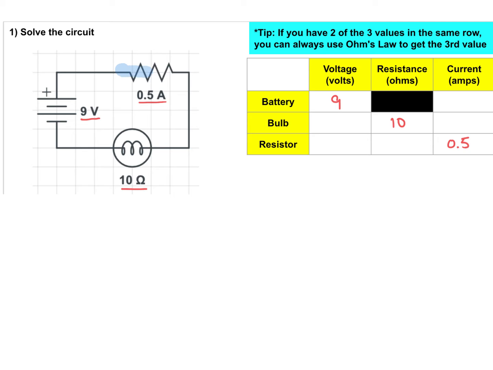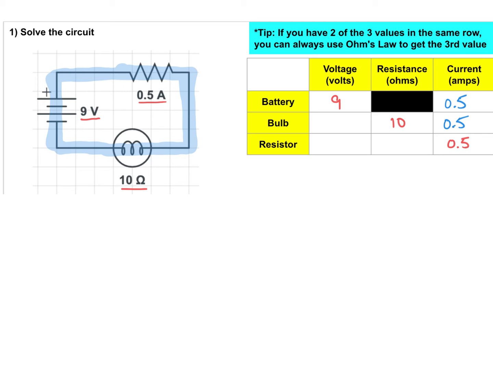So I know the current through the resistor, and the law is that the current stays the same until you meet a junction point for it to change. But there's no junction point in a series circuit. It's going to be the same current in the entire circuit, the same speed in the entire circuit. So that 0.5 amps applies to all three components. So that gets me those two.